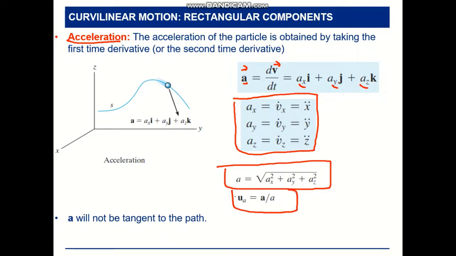And if we want to find the unit vector of acceleration, we take the acceleration vector over the magnitude of the acceleration, which gives us the acceleration unit vector. We know that a will not be tangent to the path, because the velocity is tangent to the path, and we are going to take another derivative. So this is not supposed to be tangent to the path, due to the second derivative with respect to time, or the first derivative of velocity.